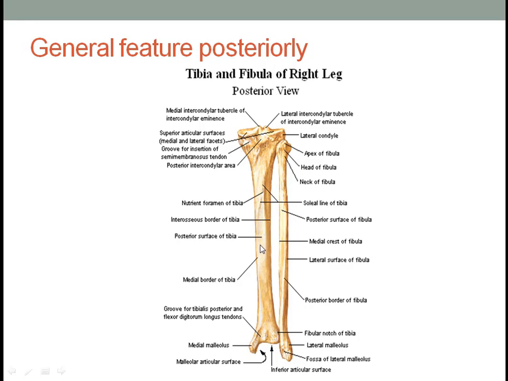Here, this is the posterior surface of the tibia, and this is the medial malleolus, and here these are grooves for the muscles, the flexor muscles of the posterior leg. Also, this is the posterior surface of the fibula. Very important to notice this fossa of the lateral malleolus of the fibula.